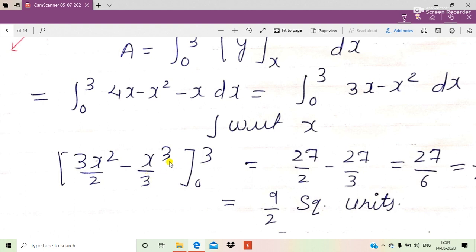So when we put the upper limit, this will be 27 by 2 minus 27 by 3, and the lower limit will be 0. So the final value will be 27 by 6, which is equal to 9 by 2. Since it's an area, its unit will be square units. So the area will be 9 by 2 square units.